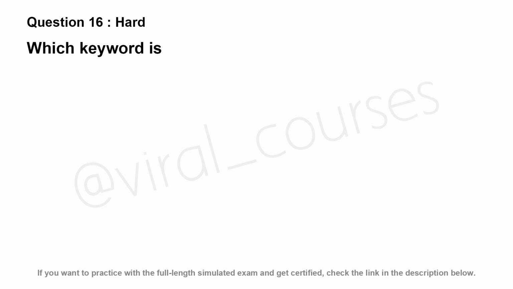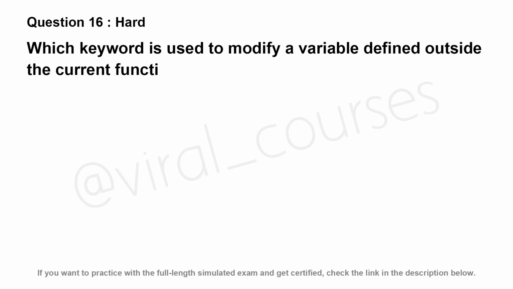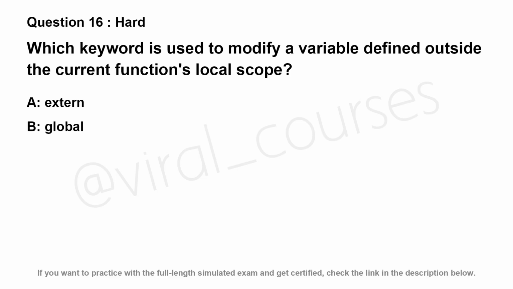Which keyword is used to modify a variable defined outside the current function's local scope? Option A, extern. Option B, global. Option C, outside. Option D, var.